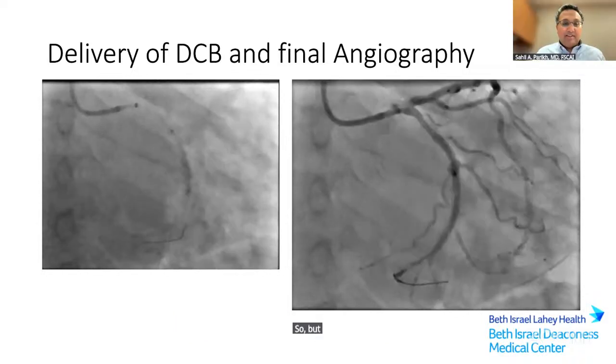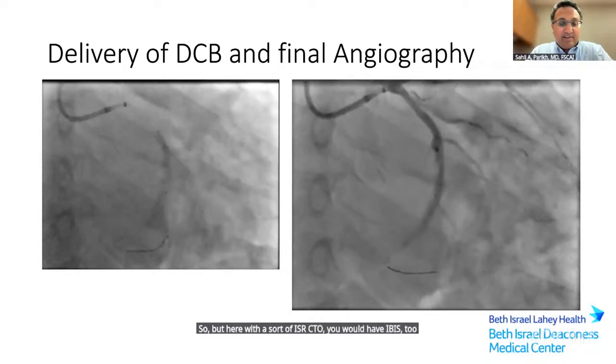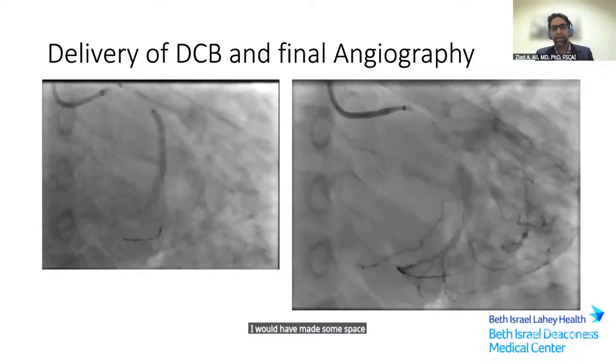But here, with an ISR CTO, would you have IVUS first, or would you have pre-dilated and then OCT? I would have made some space, and then I would have OCT'd.